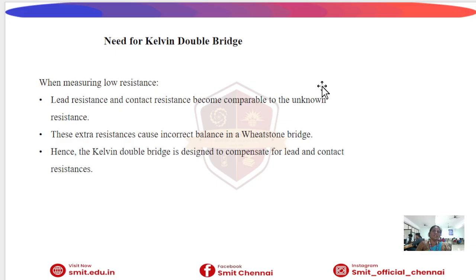When we measure very low resistance, the resistance of connecting leads and contacts becomes comparable to the unknown resistance. These unwanted resistances introduce large error in Wheatstone bridge. Kelvin double bridge eliminates this error by using an additional set of ratio arms.